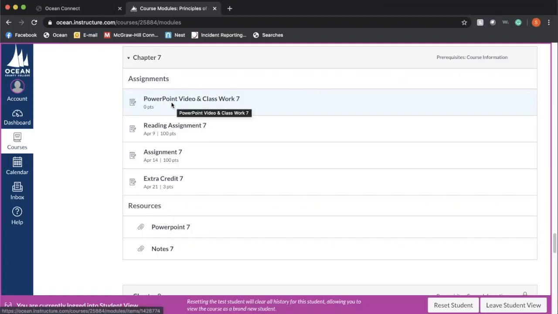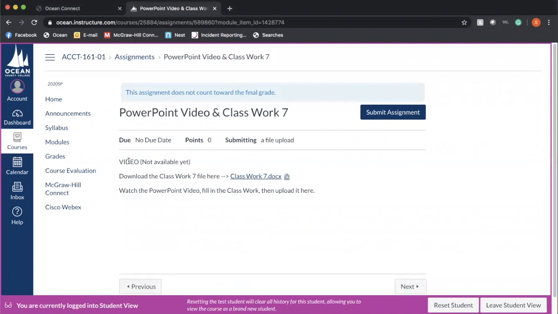I will show you how to do that. It's located right here where it says PowerPoint Video and Classwork 7, right where you're watching the video at. The video is not available yet because I'm obviously still in the process of recording it, but the video would be here by the time you open it. Download the Classwork file 7 here. So just click on it and then you can download it.